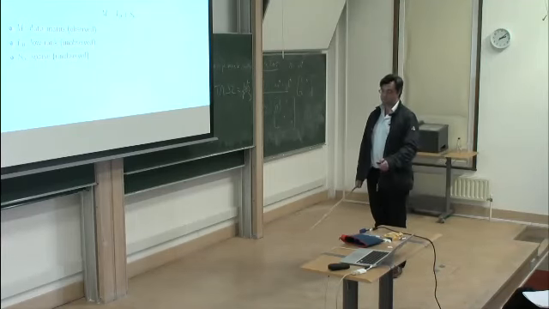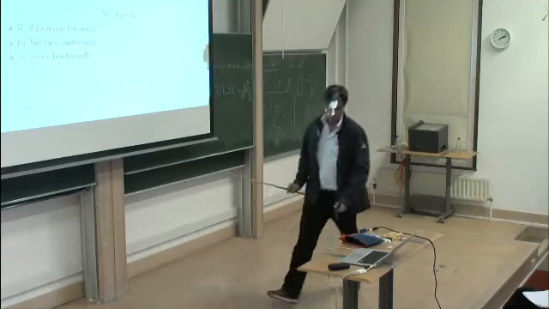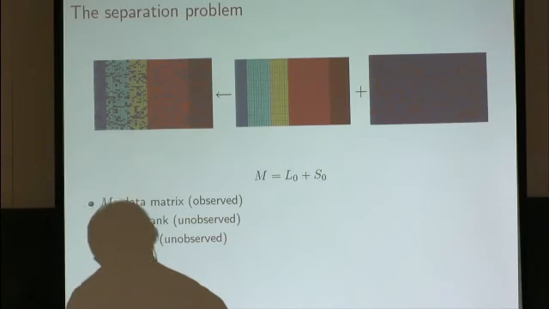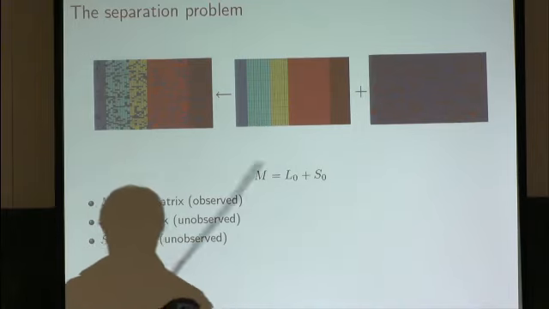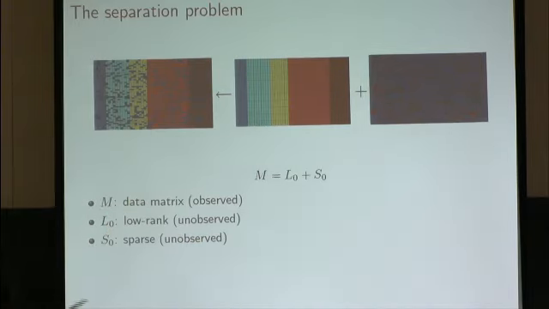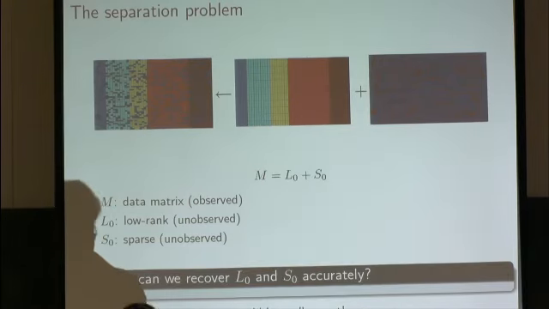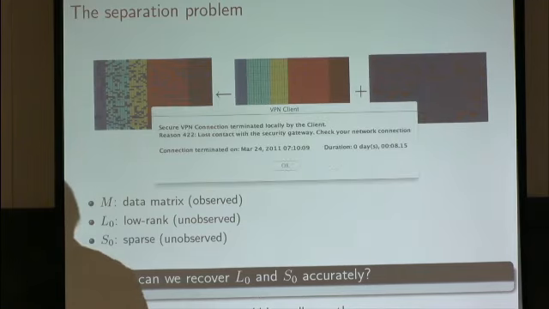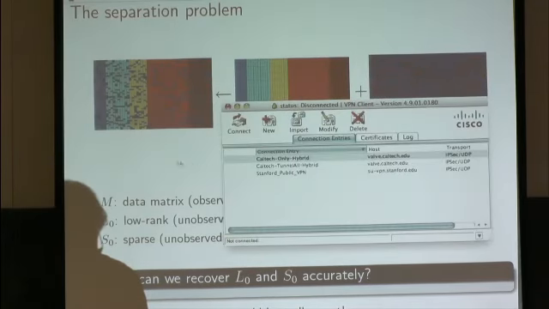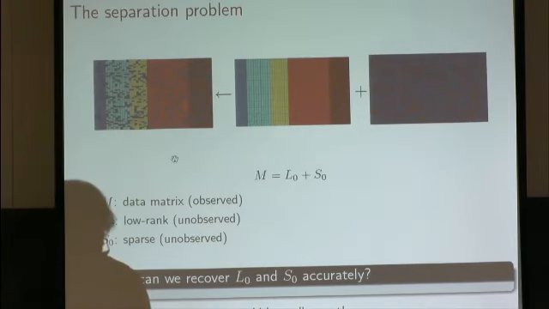The problem, as you can imagine, is... that's the one I need to use. No. The problem, as you can imagine, is to recover their sum, which seems really daunting because I just get to see A plus B. I want to recover A and B. So it's like asking, sorry. Is this working now? Yeah.